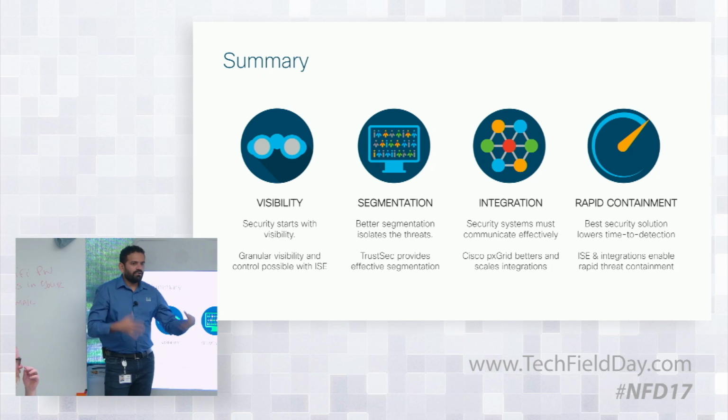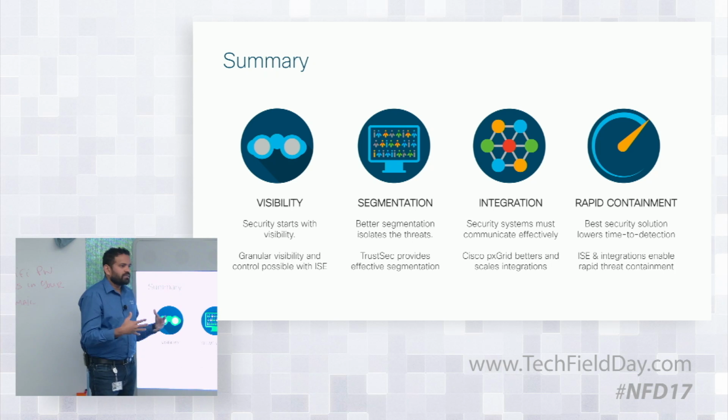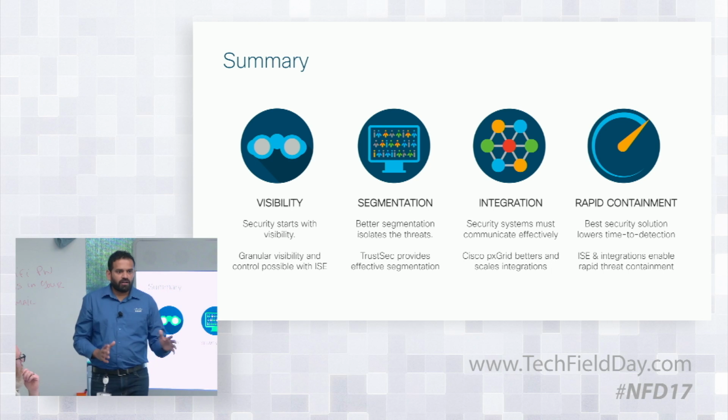And we need a better way to integrate systems, right? So in order to integrate the different security systems so that they can talk and we can make real sense out of it, we need a better way to communicate, and pxGrid enables those communications. With all of these, what we essentially get is we can do rapid threat containment. We can really reduce the time to detection and containment with all the solutions in place. Right? So with that, I end my session.